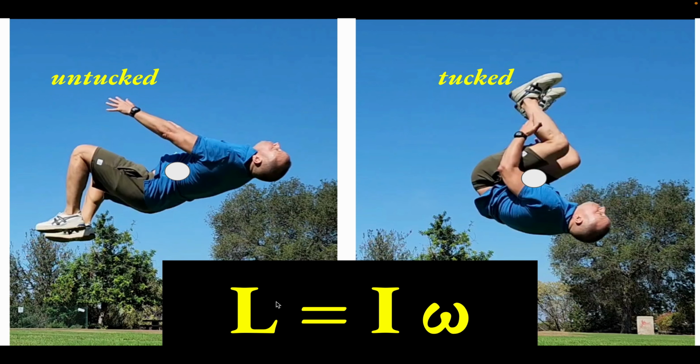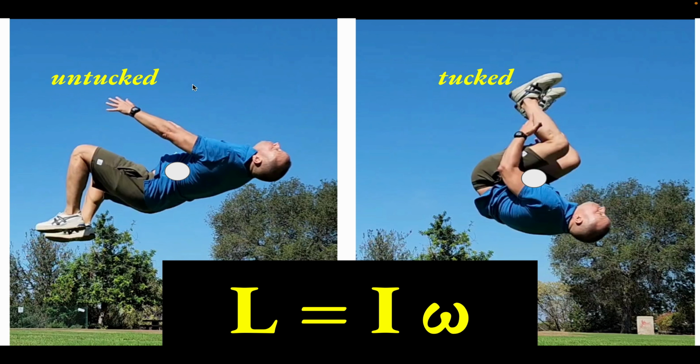So the angular momentum for an object rotating around some axis, which is represented by the symbol L, is equal to what's called the moment of inertia of an object times its angular velocity. So just like linear momentum is mass times linear velocity, rotational momentum or angular momentum is rotational mass, or moment of inertia, times rotational velocity, which is called omega, or angular velocity.